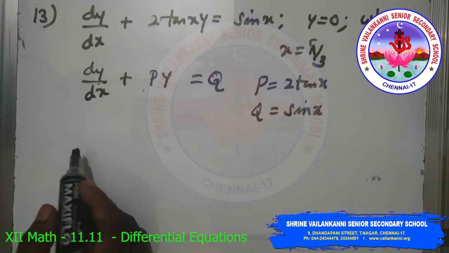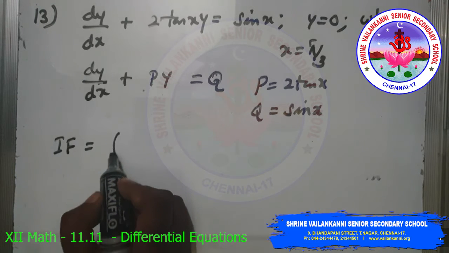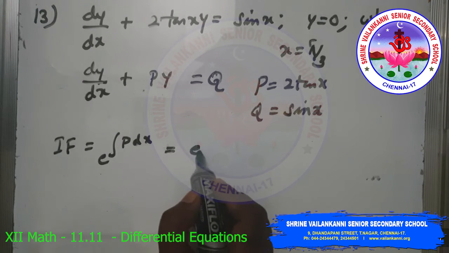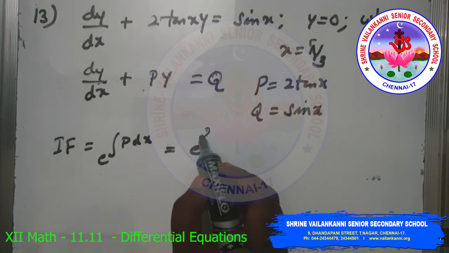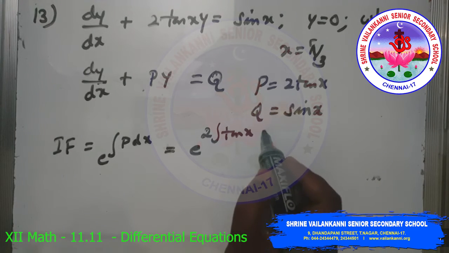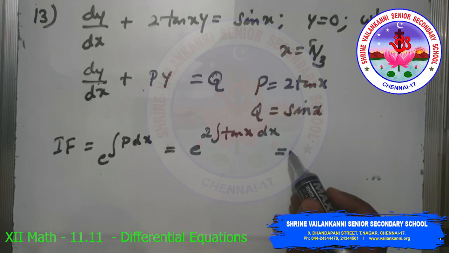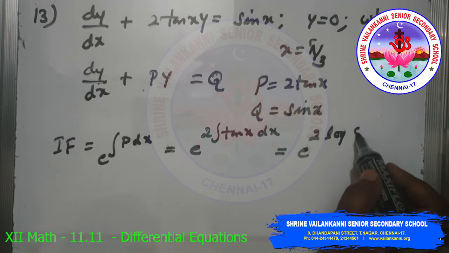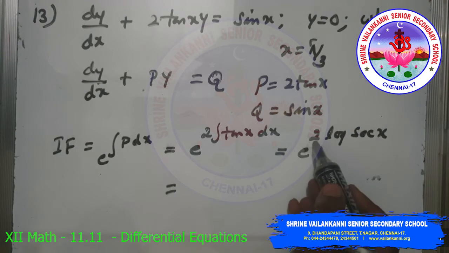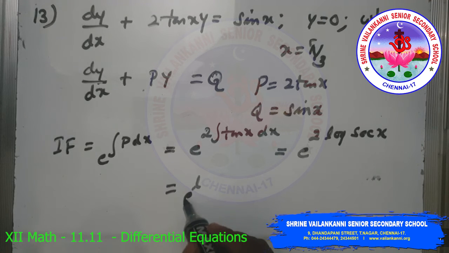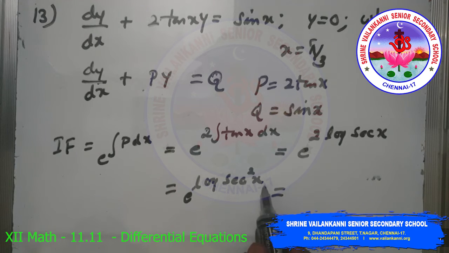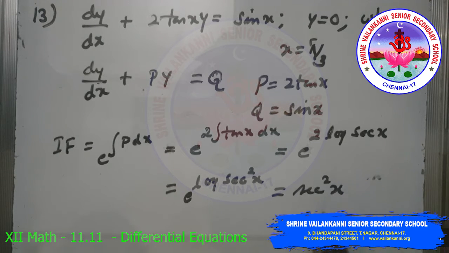Second step, we have to find the integrating factor, which is e to the power of integral of P dx, which is e to the power of 2 integral of tan x dx. The integral of tan x is log secant x, so this is e to the power of 2 log secant x. Taking the 2 inside, e to the power of log secant square x, which is secant square x.